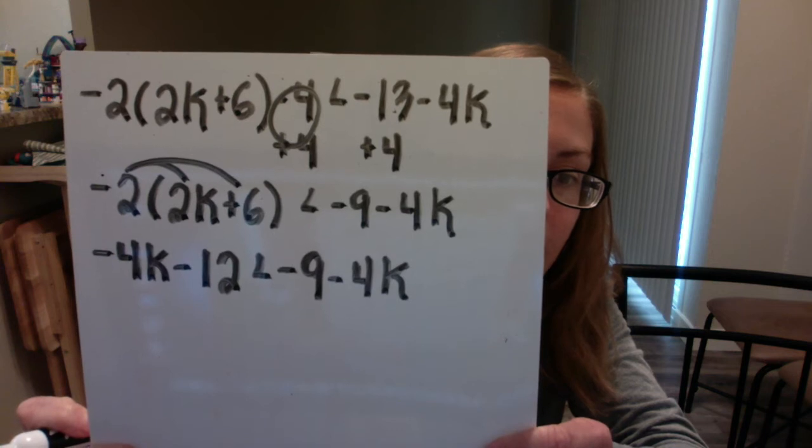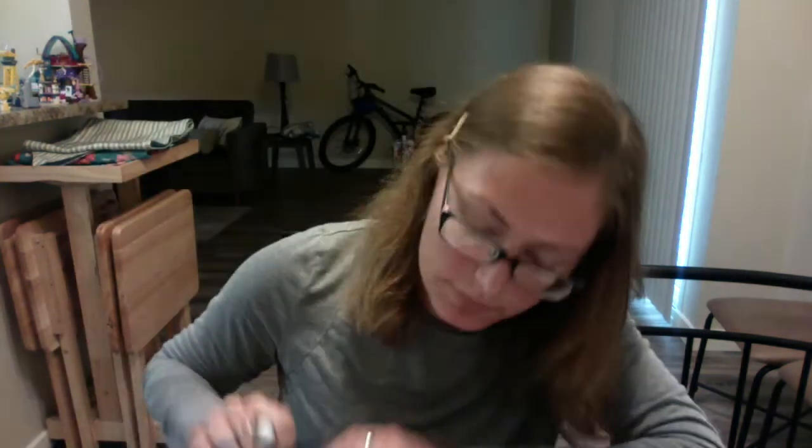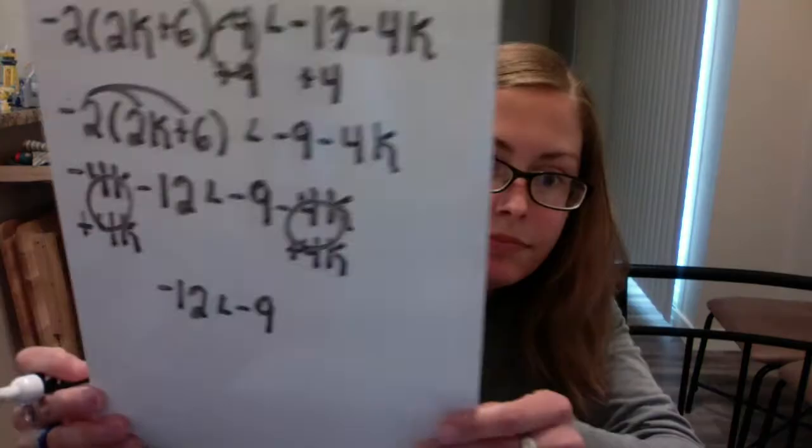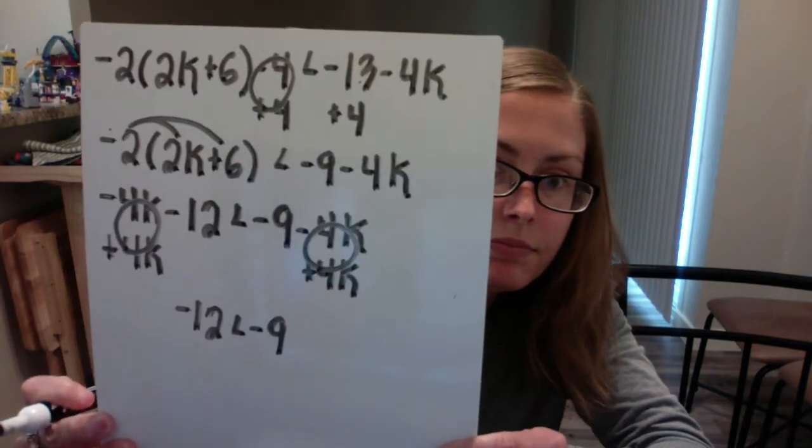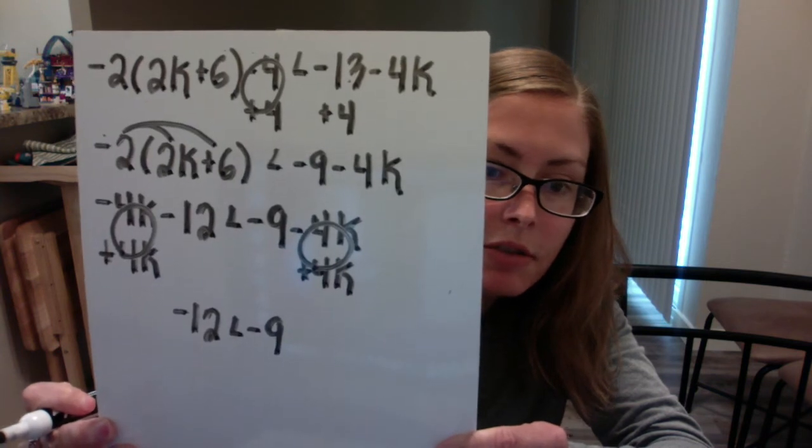We're going to add 4k to both sides. And we get -12 is less than -9. Which is true, so the solution is all real numbers.